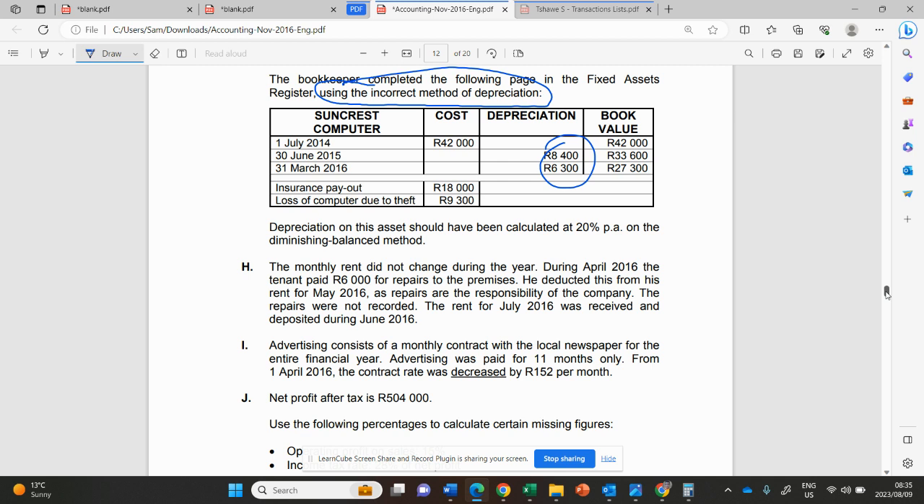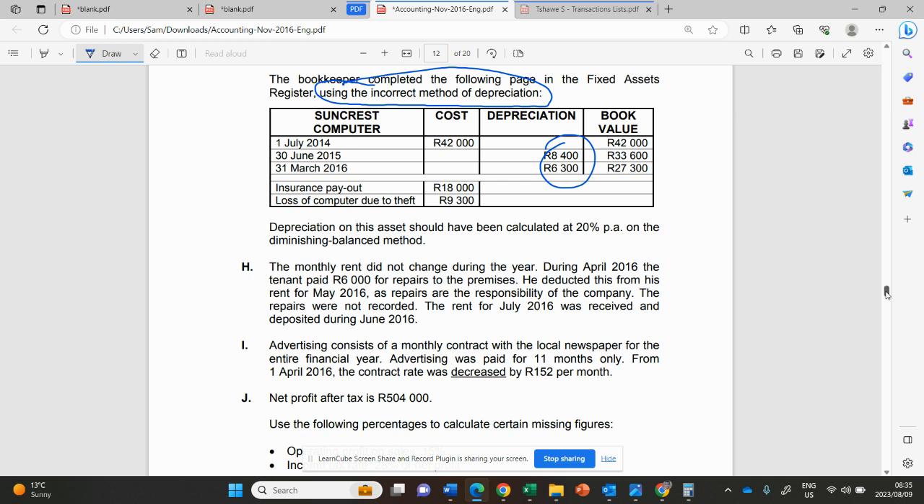During April 2016, the tenant paid 6,000 for the repairs to the premises. He deducted this from his rent for May 2016, as repairs are the responsibility of the company, and repairs were not recorded. Very much important. Repairs were not recorded. And the rent for July 2016 was received and deposited during June 2016.